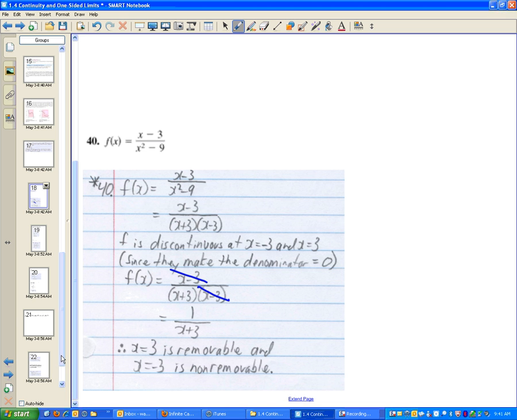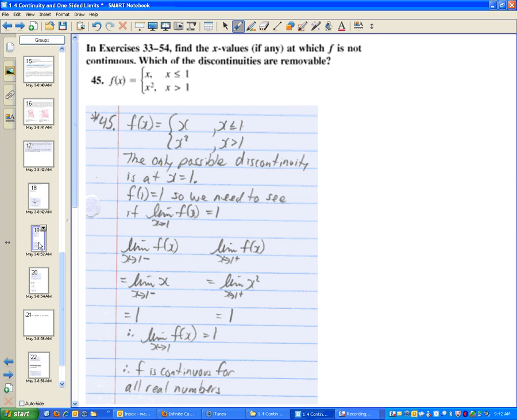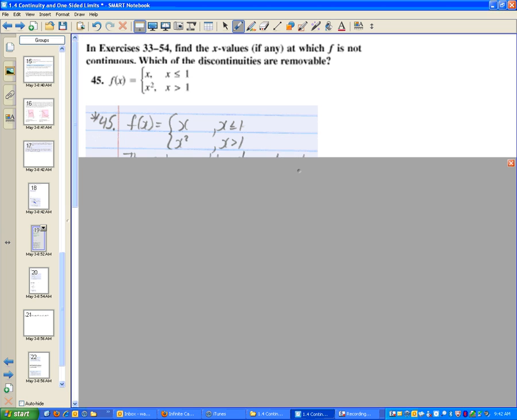Still good? 45. Same directions. Find where the function is not continuous, and if you have any, which discontinuities are removable.